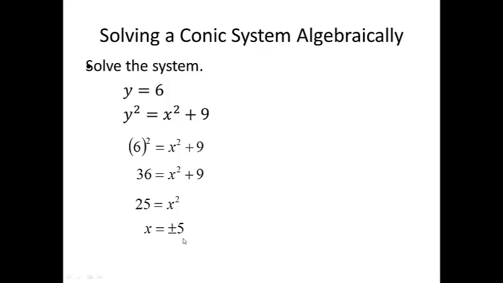All right, now you say, well, but there's no place to put this back in. I don't know what y is. Well, you don't know what y is because y is given. Y is 6. It's already been done. Okay, so your answer is going to be negative 5, 6 and 5, 6.